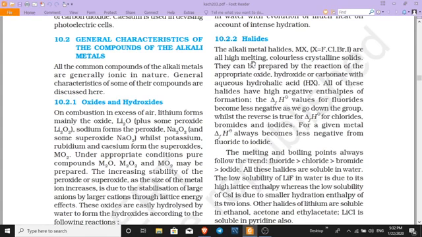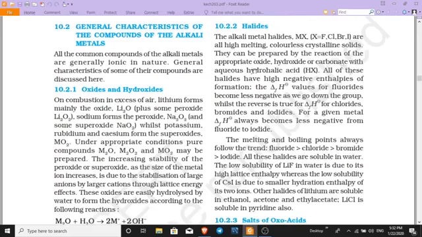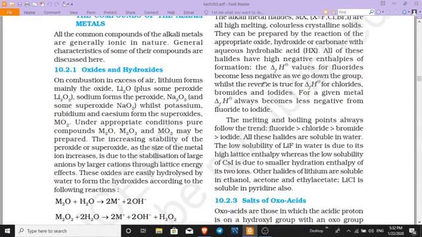They are very much stable. They are colorless crystalline solids, like you can see a live example, NaCl. It's also a halide of the alkali metal sodium, and you can see it's a crystalline solid and it's also colorless. They can be prepared by the reaction of the appropriate oxide, hydroxide or carbonate with aqueous hydrohalic acid. All these halides have high negative enthalpies of formation.